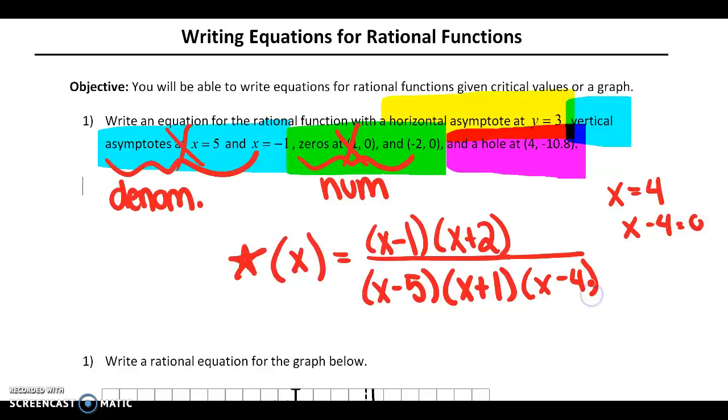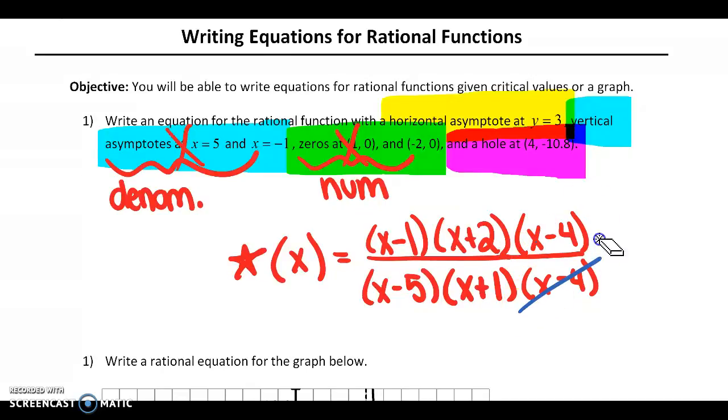But holes are a little bit different than vertical asymptotes. Holes come from factors that cancel. So they're in the original version, but not in the simplified version. So this would be here originally, but then I would cancel this out, and that's what makes it a hole. So my hole comes at x equals 4.